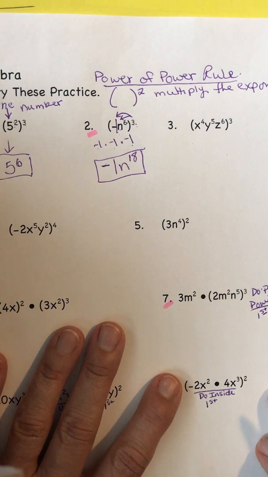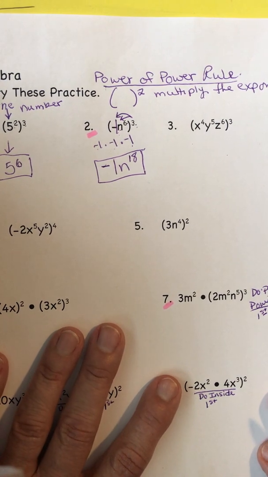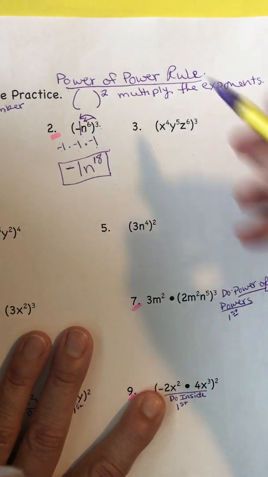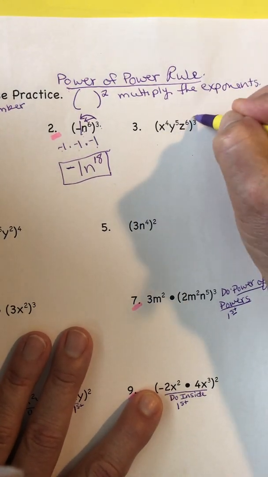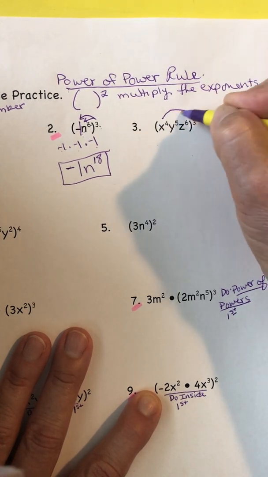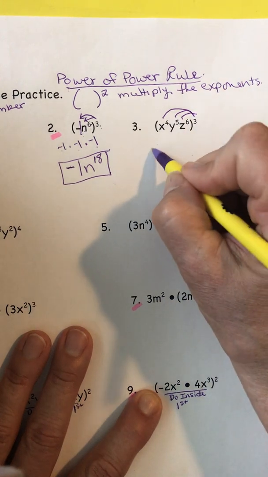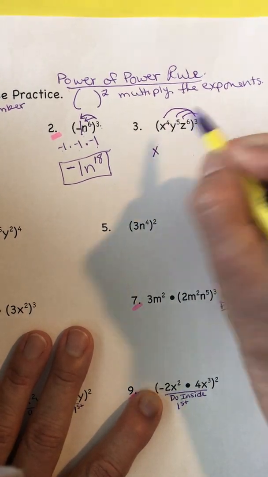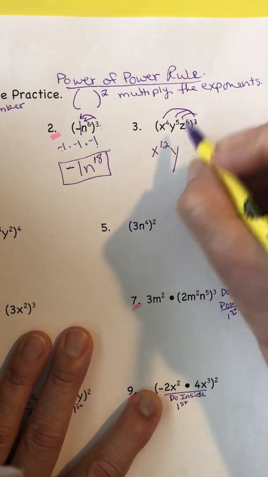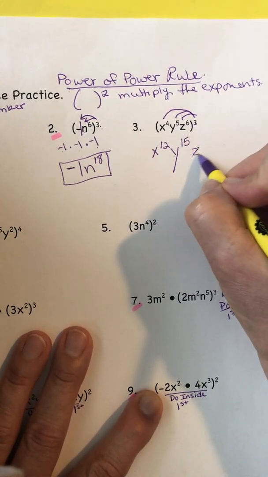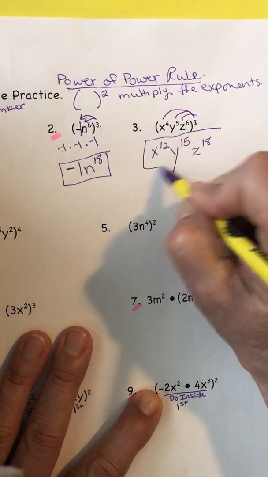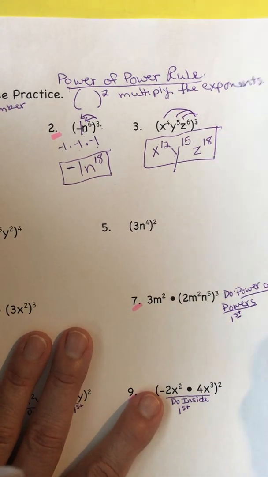Please feel free to put me on pause whenever you need it, just to get your work caught up, or to make sure you've got the answer correct. Let's take a look at 3. Just a reminder, this exponent 3 on the outside, power of powers, goes all the way across. So each time I'm going to write x, 4 times 3, 12. Y, 5 times 3, 15. Z, 6 times 3, 18. That is my answer. Okay, nice job.